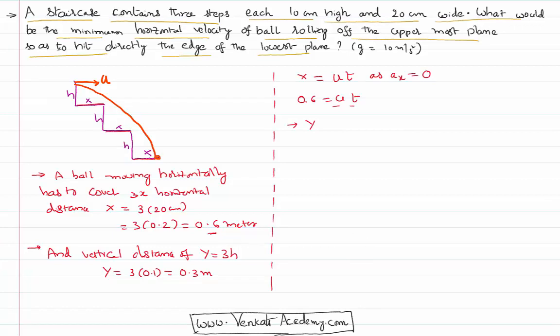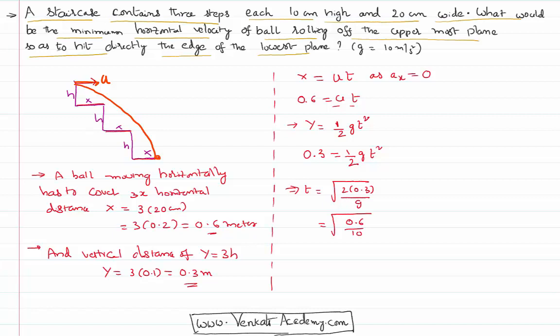For that, I can use an equation for y. Again, using the same formula, ut plus half at square. But there is no u along the y-axis because the body is initially projected along the x-axis. Acceleration in the y-axis is plus g because it is coming down. The total y, as we have calculated, is nothing but 0.3 meter equals half g t square. So I have to calculate t. t equals root of 2 into 0.3 by g, assuming g as 10 meter per second square, 0.6 by 10. That's the time for traveling.